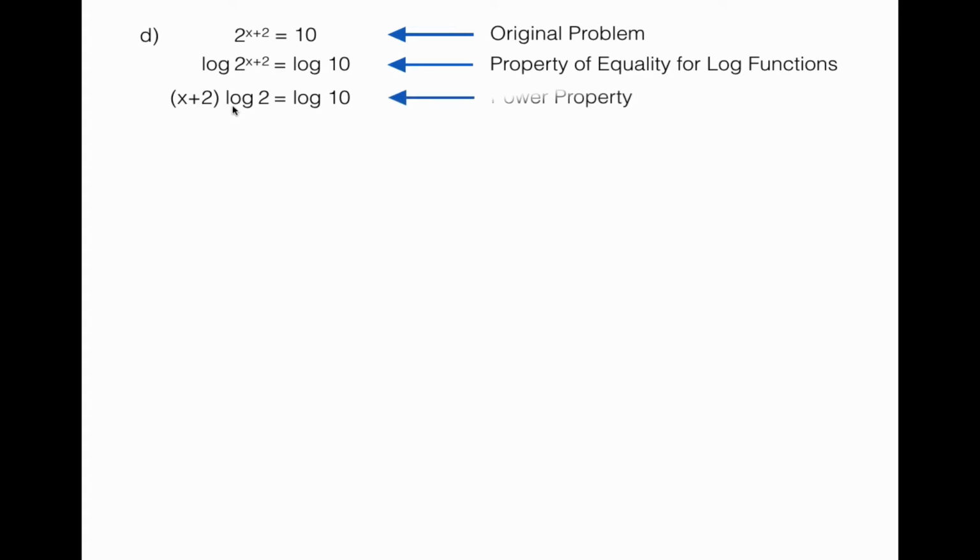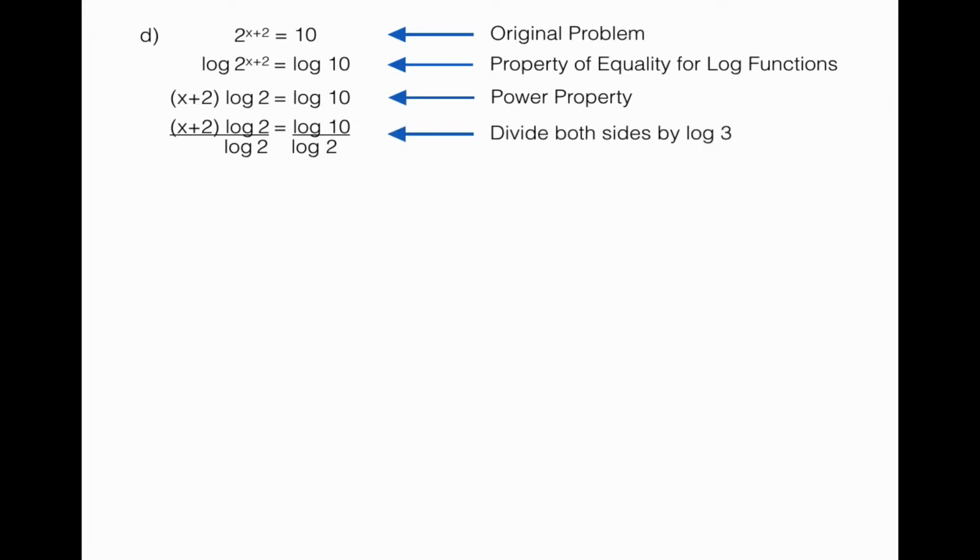And so we can divide both sides by log 2. Oh, that should say log 2 right here, right? Because we're dividing by log 2. And that means we have x plus 2 equals 3.322.